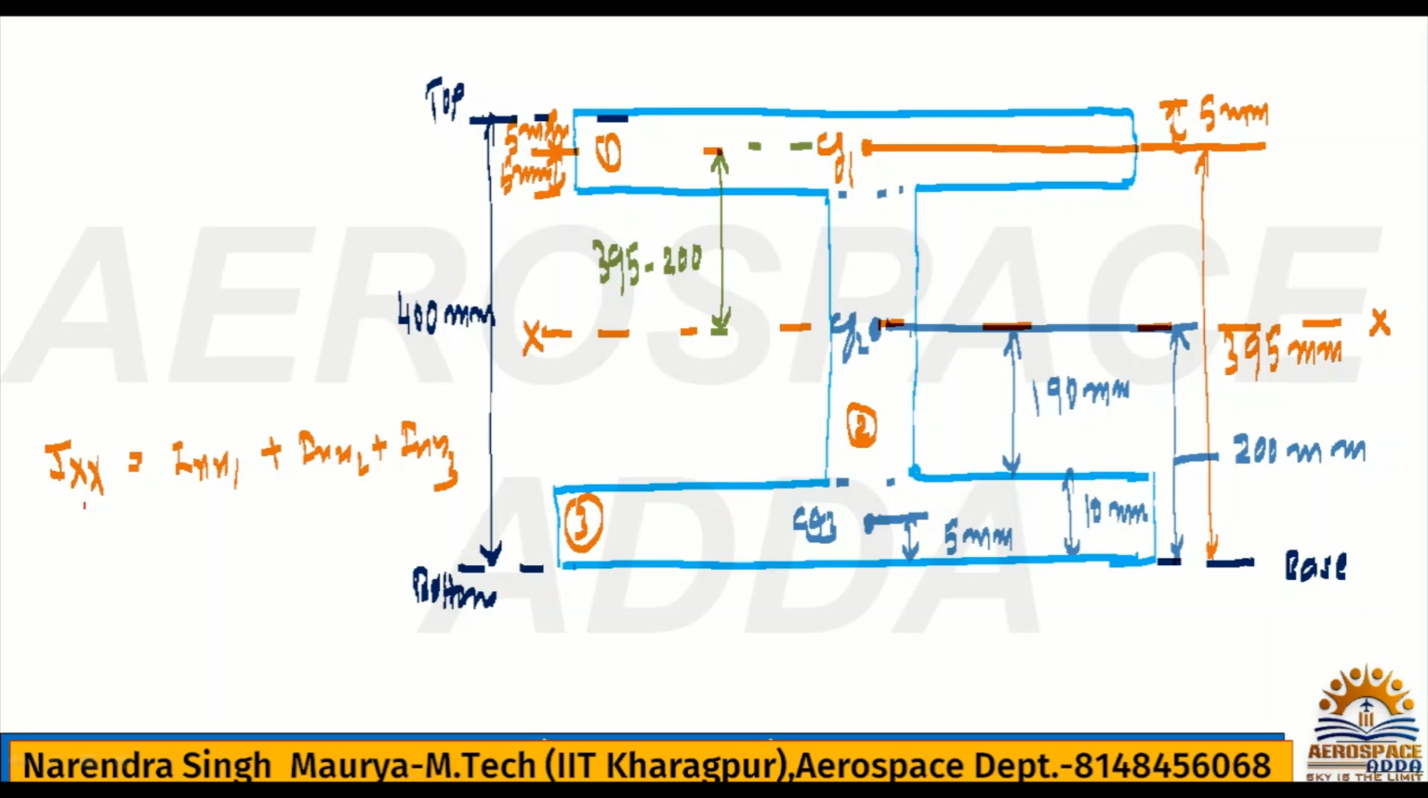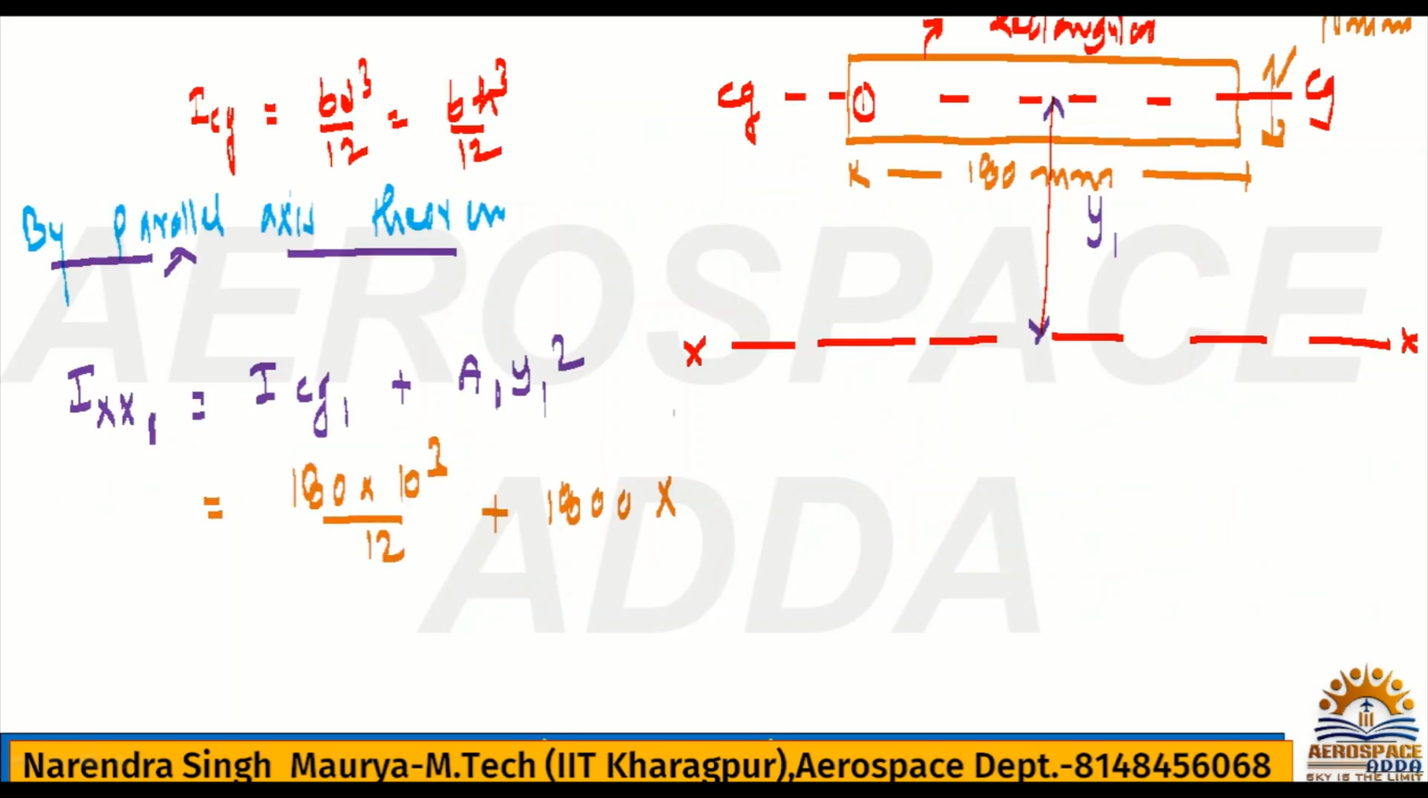395 minus 200 will be the distance of y1, right? Distance of y1. So 395 minus 200 is nothing but 195. So I can take 195. You have to calculate this. This is for section 1.